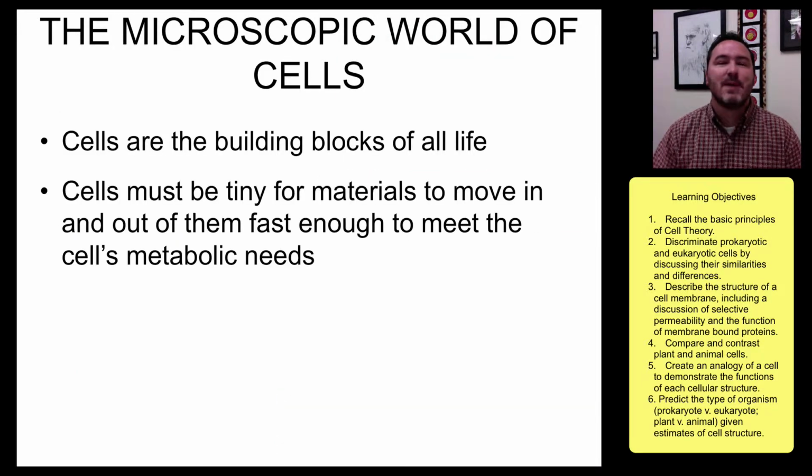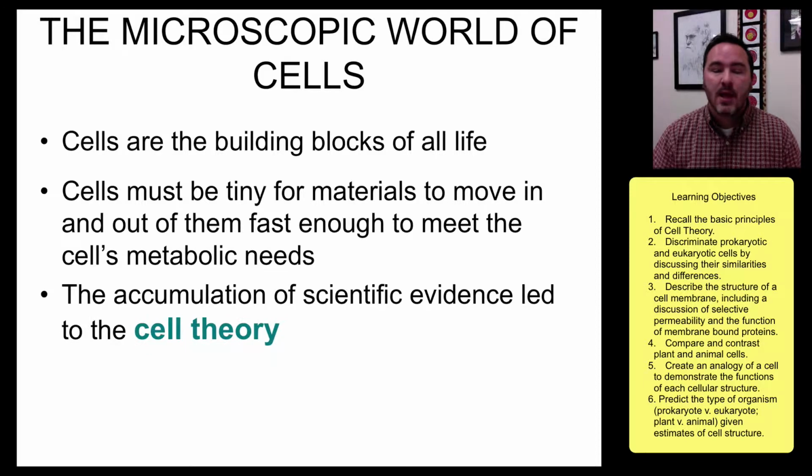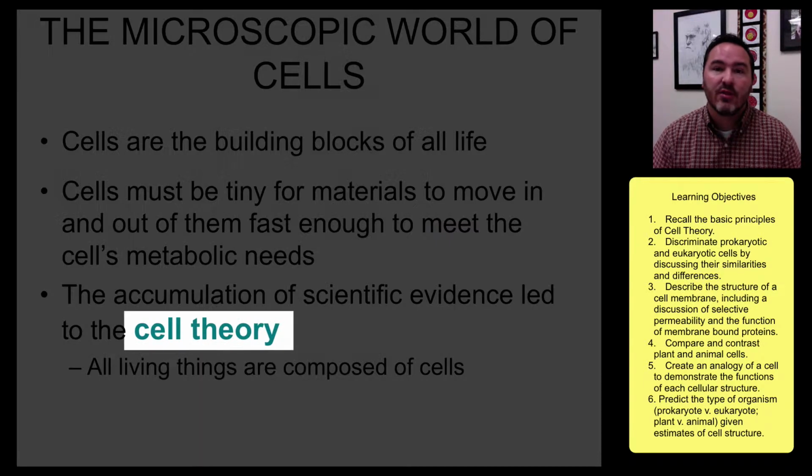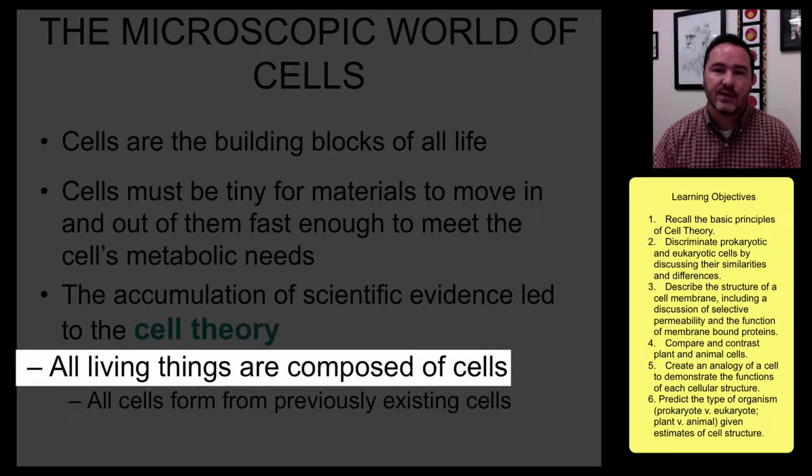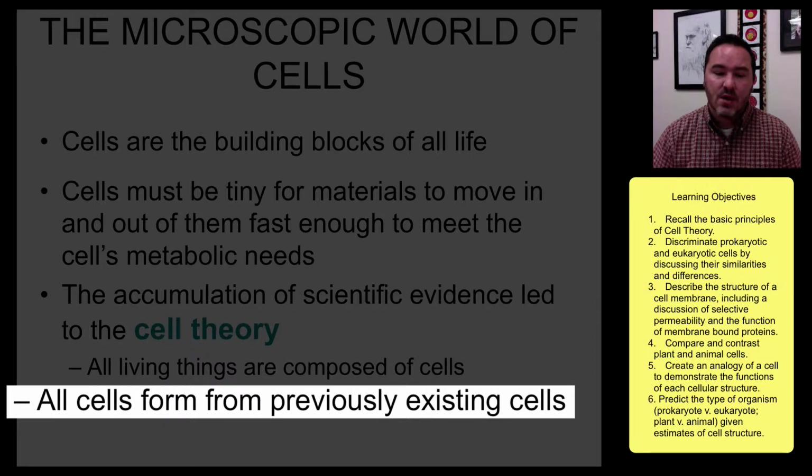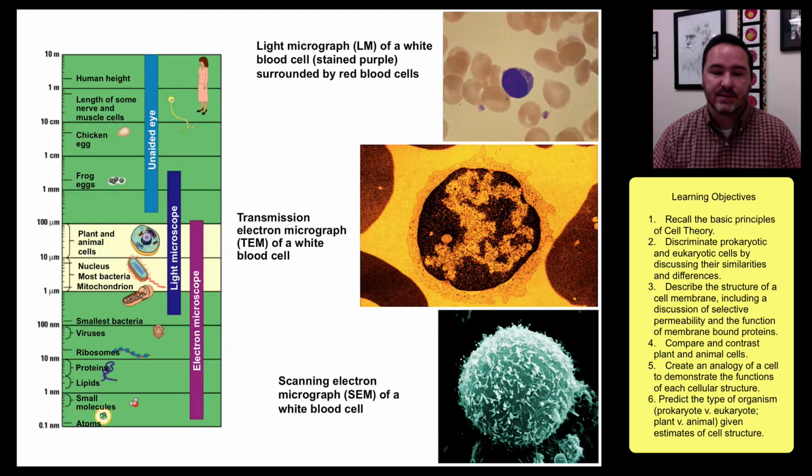Cells are part of this microscopic world, and they're the basic building block of everything that we have in life. The reason that cells are small is that they need to be that size so that materials can move around and get in and out of the cells with the speed necessary to complete the cell's metabolic needs. Everything that we've learned about cells has been accumulated in what we call cell theory. The main two parts of cell theory are that all living things are composed of cells, and that all cells form from previously existing cells.